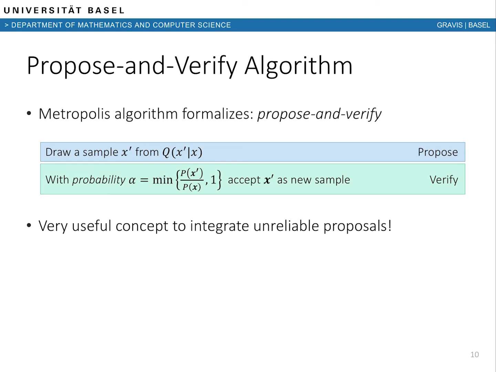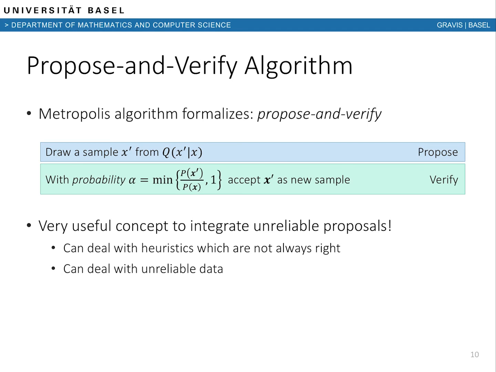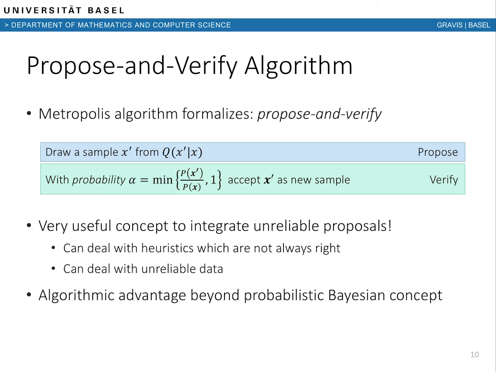In practice, this turns out to be very useful to integrate proposals which are unreliable. We can, for example, deal with heuristics which do not always give a good result but sometimes fail. And we can deal with unreliable data, since we always have this verification step afterwards. All these ideas give it an algorithmic advantage way beyond the purely probabilistic Bayesian concept.